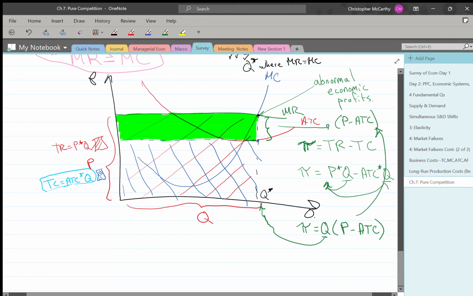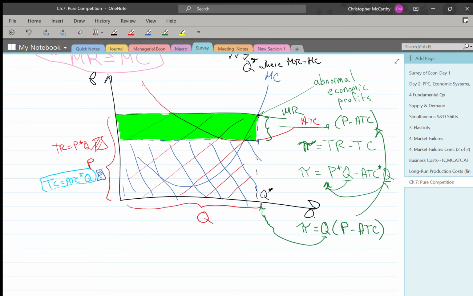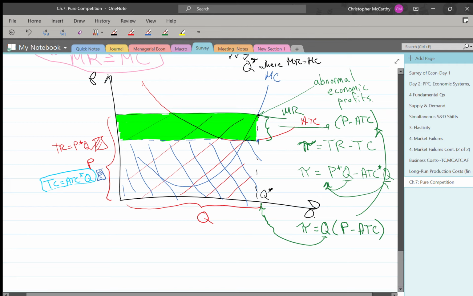I do love my arrows, looks like. Big part of how I take notes, apparently. All right. Any questions on this?